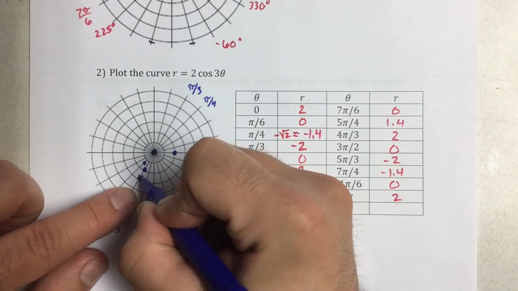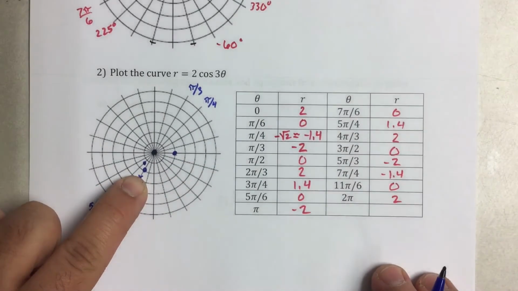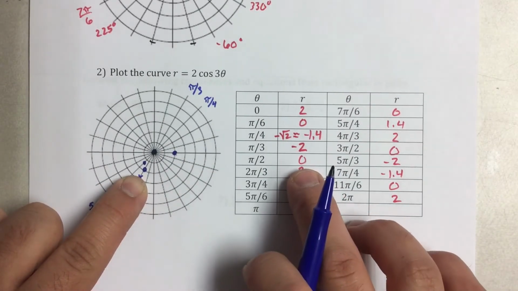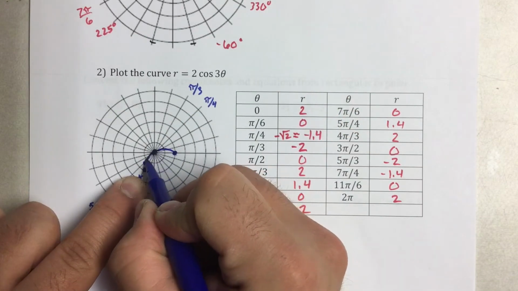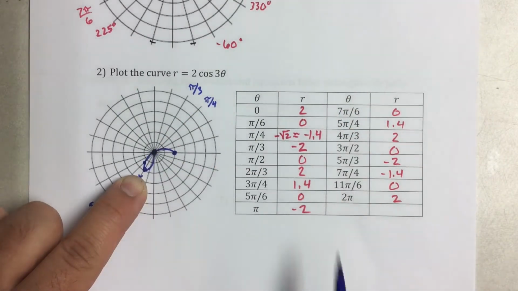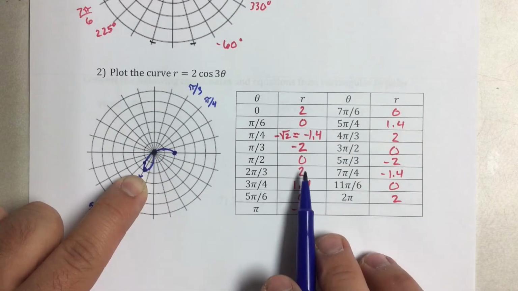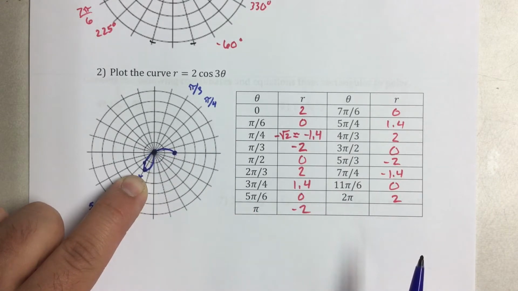So disregard that, guys. So then at, let's see, I'm just going to go through this. At pi over 2, we're at 0. Okay, so right now we have this kind of appearance. And then I'm going to just go through this and plot the rest. All right?